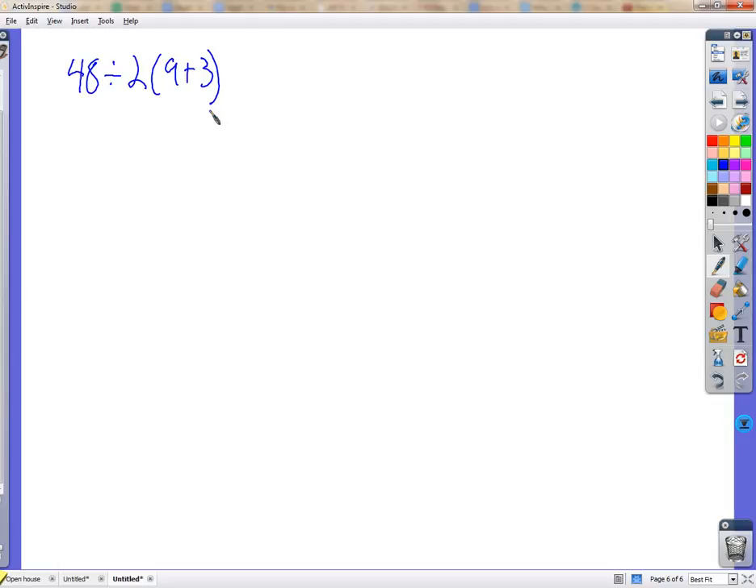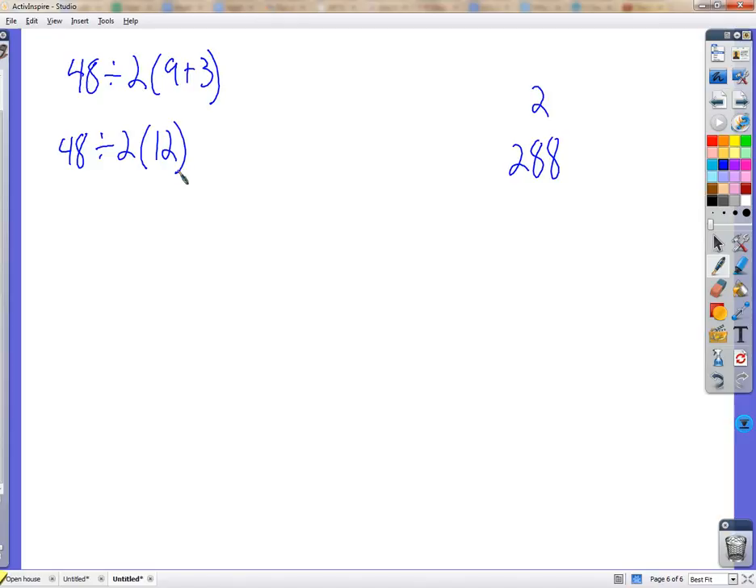Okay? How many of you got 2? How many of you got 288? Okay. Well, here we go. I think we can agree it's clear that we should get 12 inside these parentheses, yeah? Okay, we should definitely get 12. 48 divided by 2 times 12.